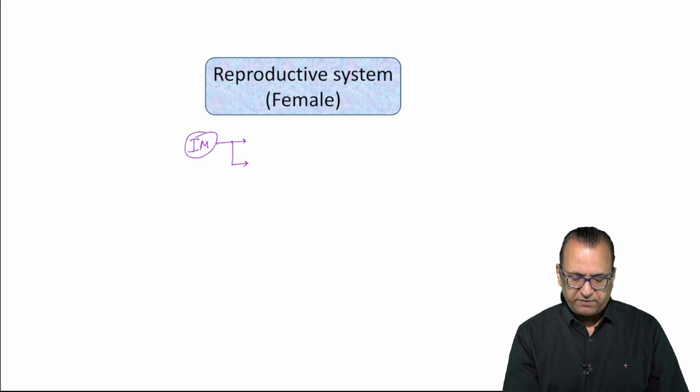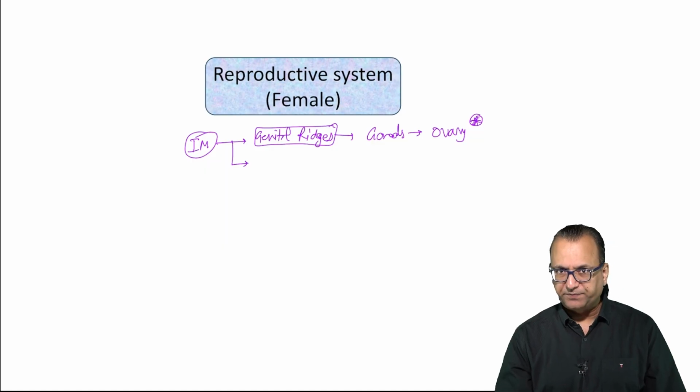Intermediate mesoderm is giving us the genitourinary ridges, and the genital ridges will give us the gonads. Because we are talking about the female, the gonad will be the ovary. Ovary is developed from genital ridge, intermediate mesoderm.